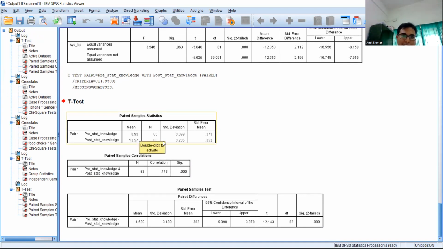For the statistical test, the minimum value was 0 and the maximum is 20. If you see, prior to the start of the workshop, the mean value for the stat knowledge was 8.93. After the conduction of the workshop, it was 13.57. So yes, there is a difference. And this is the p-value. We can see it here, or here also, the paired t-test p-value. It is showing 0.000. So we can infer, yes, the statistical workshop can make a change in increasing the statistical knowledge.